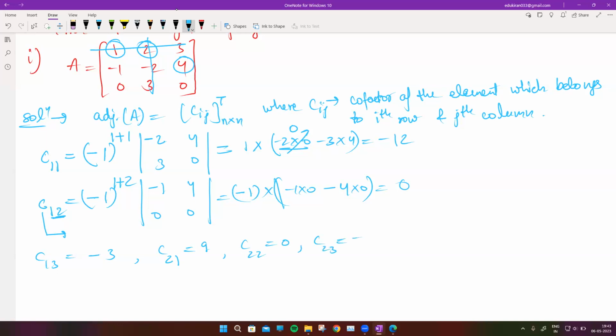Yes. Then C31, it will be 14. Correct. Then C32, it will be -7. Correct. And then C33, it will be 0. Yes. Correct. Good. Really good.